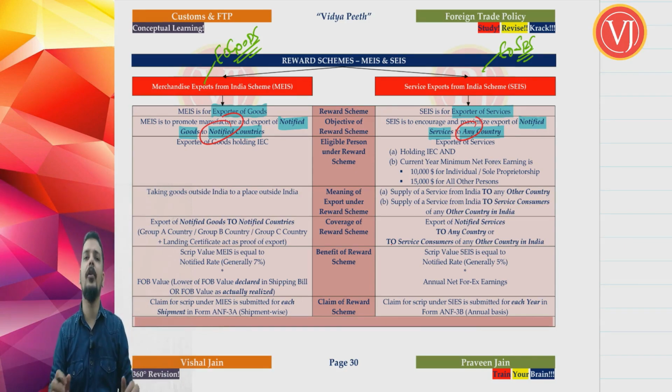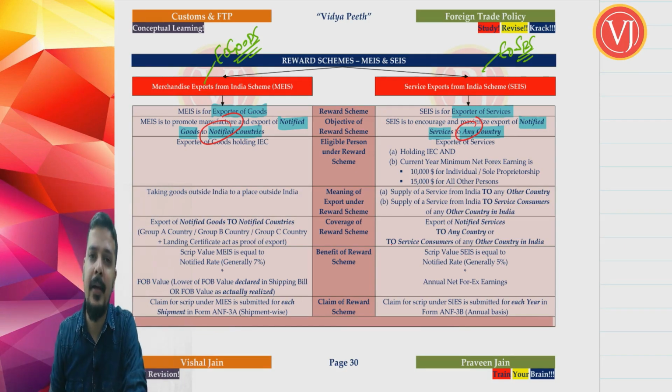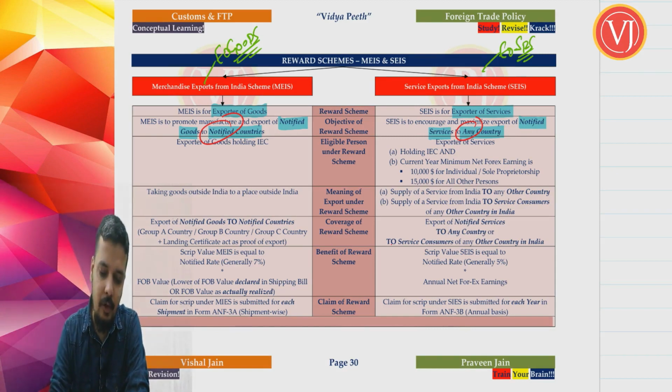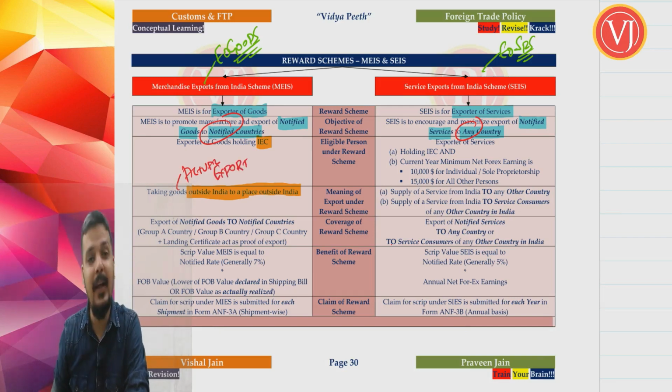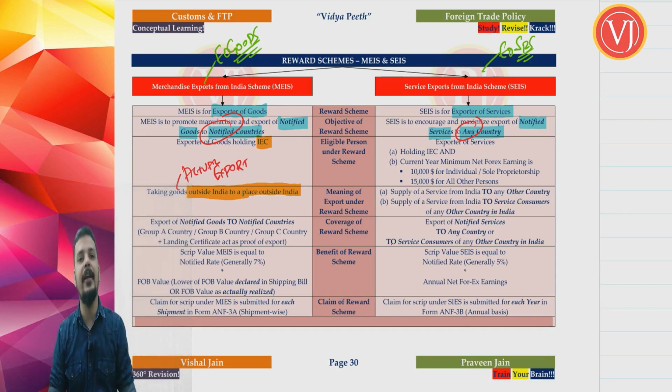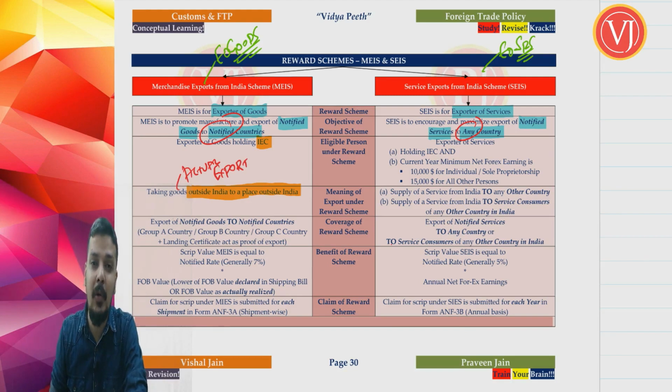Next, what is the condition for you to get MEIS script if you are exporter of goods? Only one condition: you should be holding your import-export code. And the goods should be taken outside India to a place outside India. It should be actual export, which means you are focusing on goods actually taken outside India. It should be a case of India to USA, or India to China, or India to Pakistan, India to Russia. Deemed exports, DTA to EOU, and even DTA to special economic zone, they are not allowed. It should be actual export.